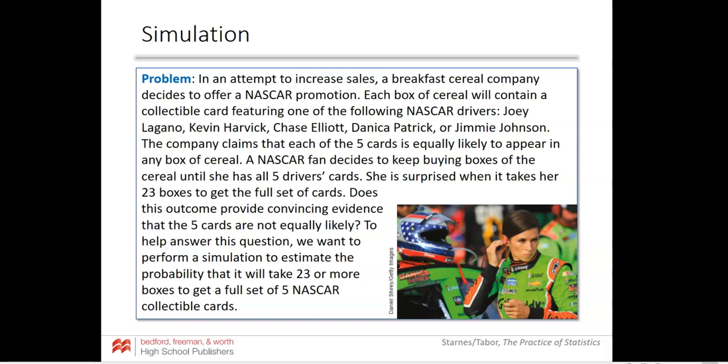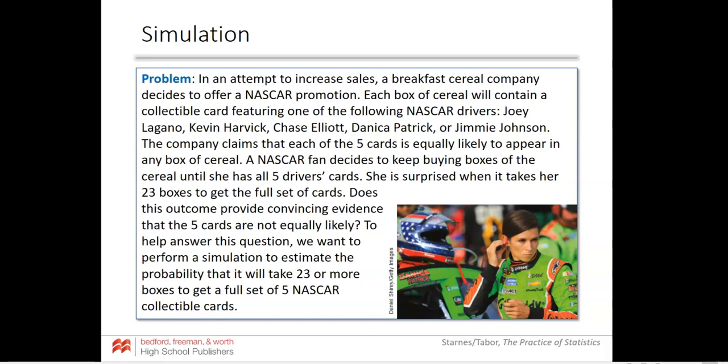Okay, so in an attempt to increase sales, a breakfast cereal company decides to offer a NASCAR promotion. I'm not sure if you're a fan of NASCAR, but if you are, you might recognize these 5 drivers. Each box of cereal has a collectible card that features one of those drivers. The company claims that each of the 5 cards is equally likely to appear in any box of cereal. I'm skeptical, but that could be true.